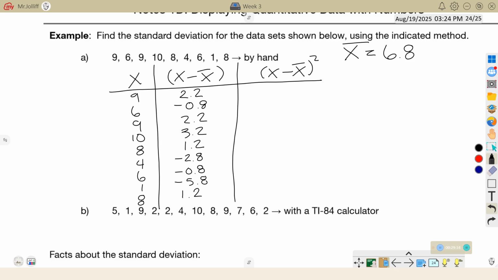All right, next step. I cannot do it in my head. Next step, we're going to square those numbers, multiply them by themselves. If you're doing it on your calculator and you're using the squared button, put parentheses around the negative values. All of these should be positive. So let's see how fast I can type. 2.2 squared. I get 4.84.